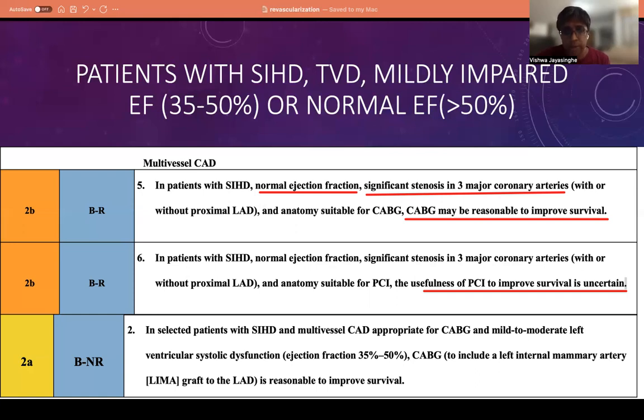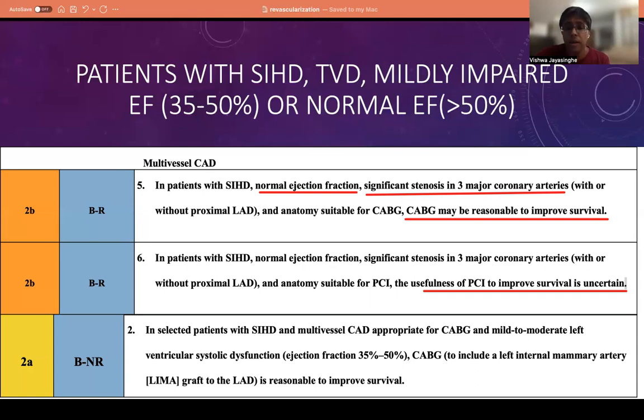However, in patients with stable ischemic heart disease and mildly reduced EF, around 35 to 50, with triple vessel disease, CABG may be beneficial. That's again a 2A recommendation, because they say the survival benefit comes from the LIMA graft to the LAD. Hence, there's a 2A recommendation for CABG here.